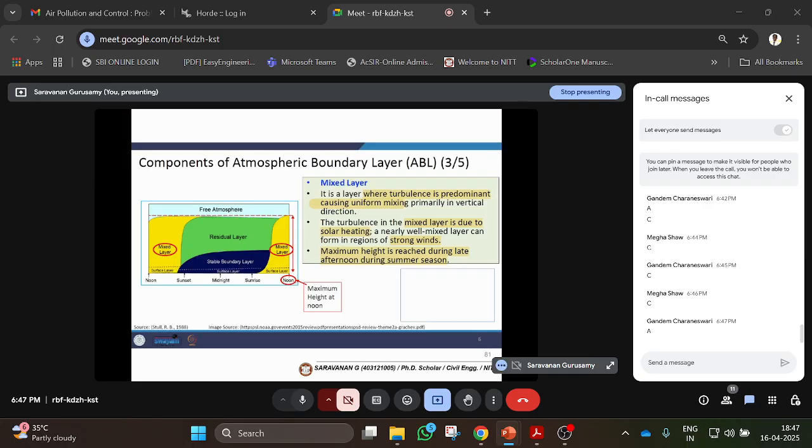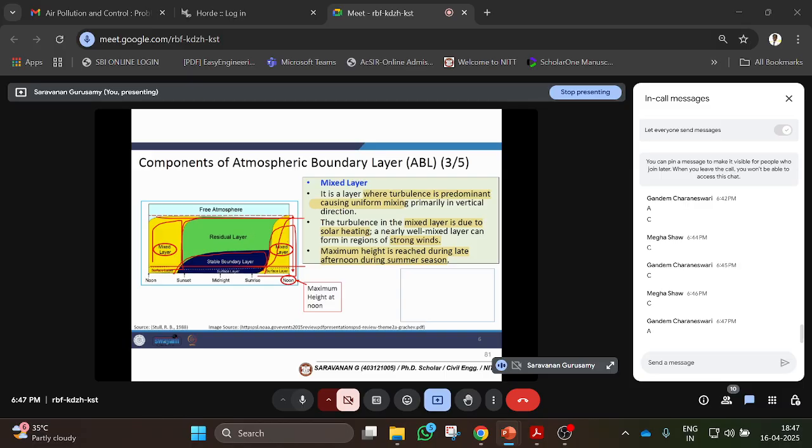So you can go to the mixed layer here. So there are four layers in the atmosphere. Only surface layer, what we are staying. Then stable boundary layer. Above the stable boundary layer, you can see a residual layer. At both sides of this residual layer, you can find the mixing layers. Okay. So these four you can say are the layers in the atmosphere. Above this, you can find the free atmosphere.